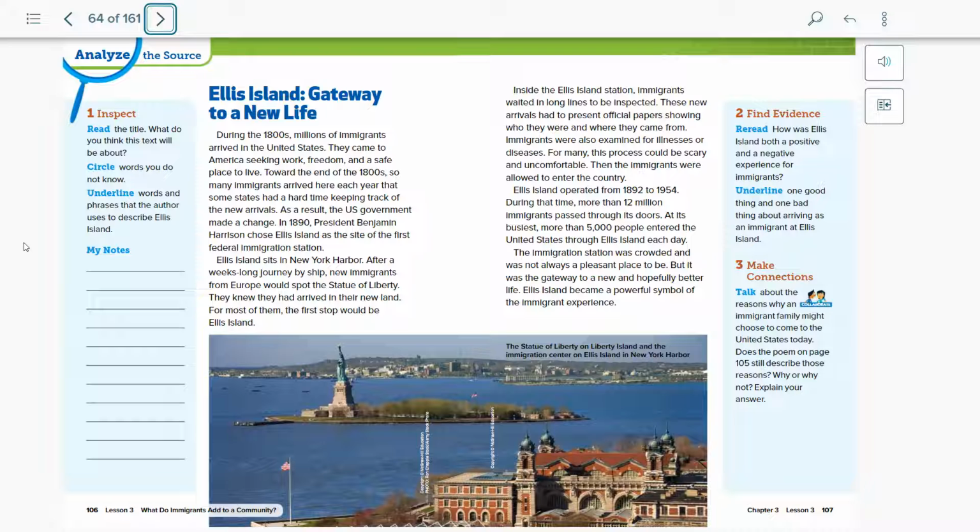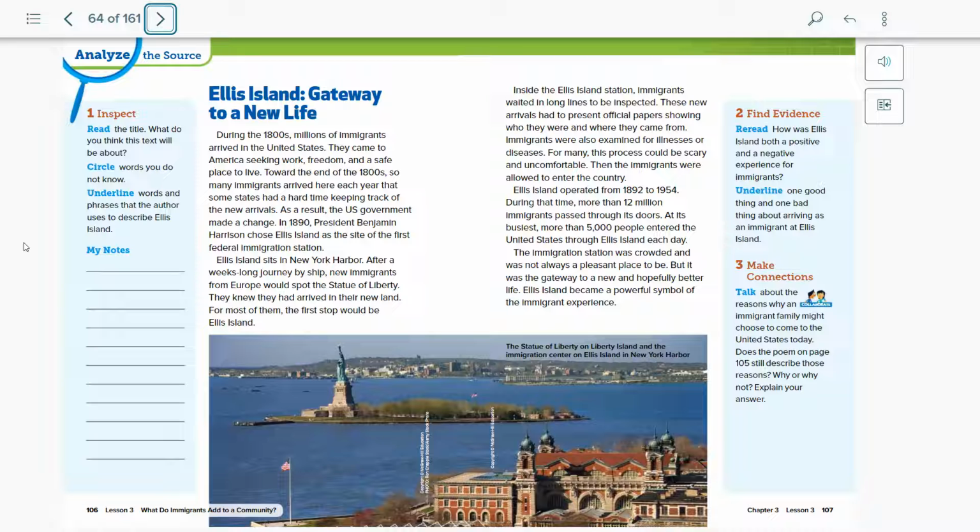At its busiest, more than 5,000 people entered the United States through Ellis Island each day. The immigration station was crowded and was not always a pleasant place to be, but it was a gateway to a new and hopefully better life. Ellis Island became a powerful symbol of the immigrant experience.